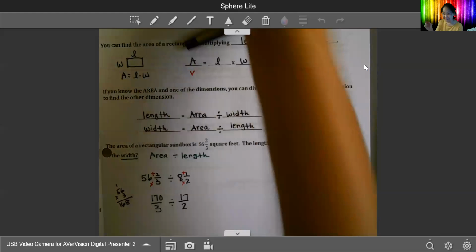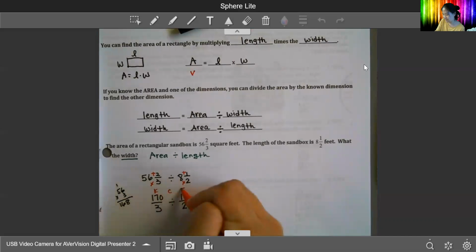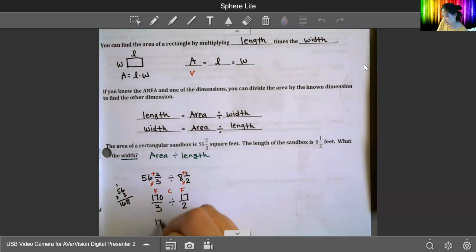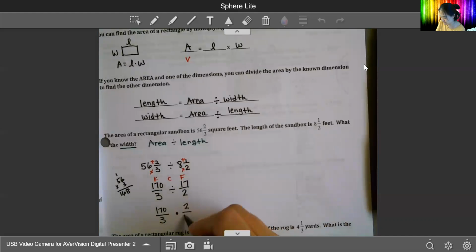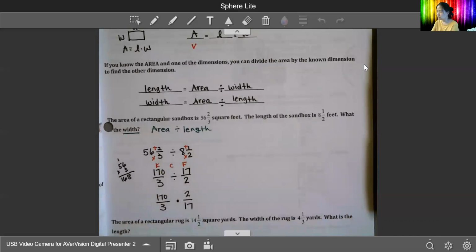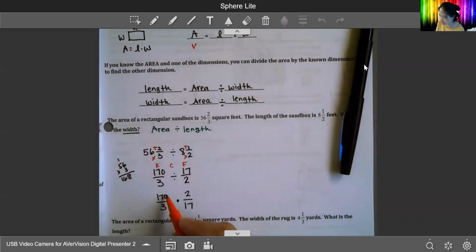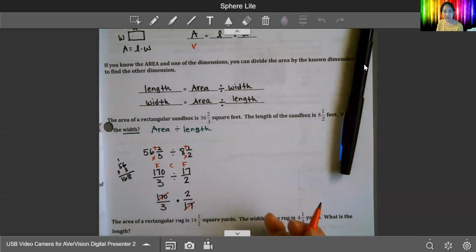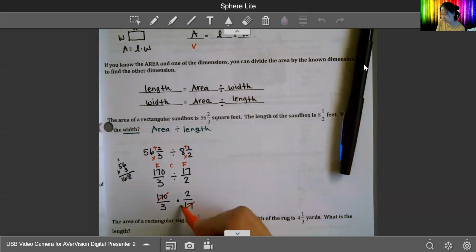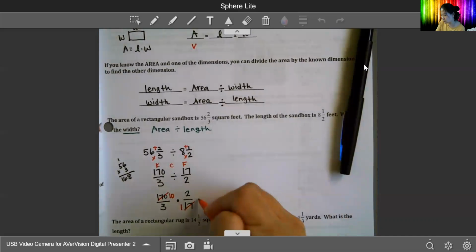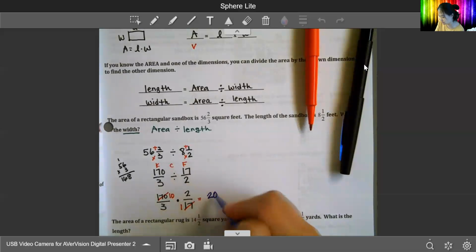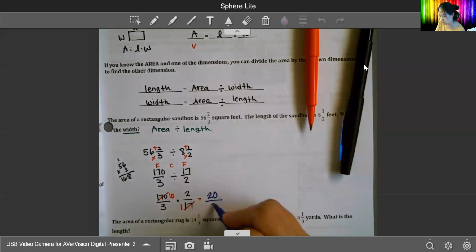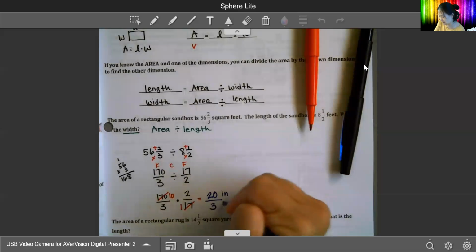Okay, so very quickly, I'm going to write KCF. So keep, change, flip. Now, for this one, I'm actually going to use cross-canceling. So if you look at 17 and 170, 17 is a common factor. So 17 divided by 17 is 1. 170 divided by 17 is 10. So then when I multiply across, I'm going to do 10 times 2, which is 20, over 3 times 1, which is 3. And then I'm going to do in and out.